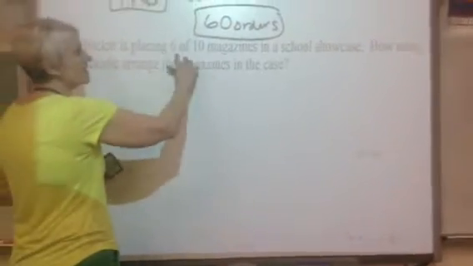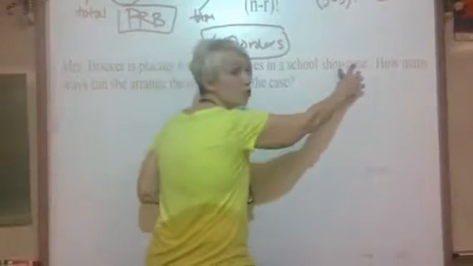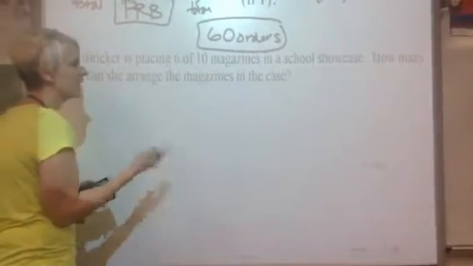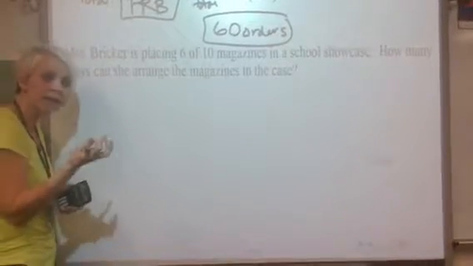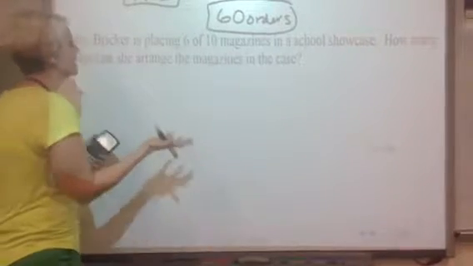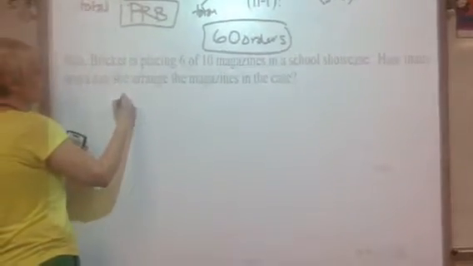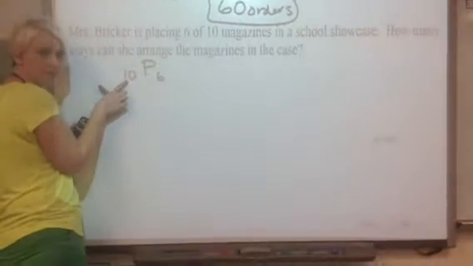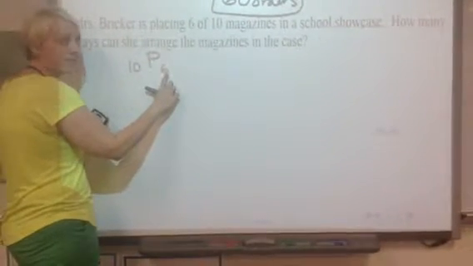Mrs. Bricker is placing 6 out of 10 magazines in a school showcase. How many ways can she arrange the magazines in the case? Is order important here? Yes, because she can't place the same magazine back to back. They're different magazines. So this is going to be a 10 permutation 6. Why? Because there's 10 total magazines, and she's choosing 6.